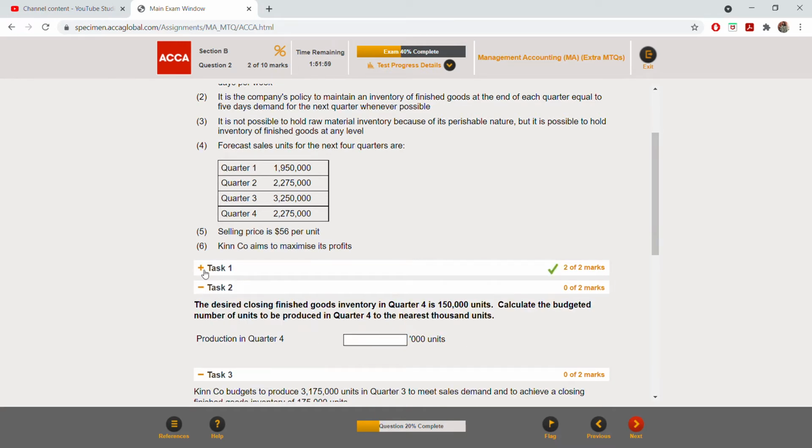I'm going to close under task 1 and task 2. The desired closing finished goods inventory in quarter 4 is 150,000 units. Calculate the budgeted number of units to be produced in quarter 4 to the nearest 1,000 units. Production. Now you have to find production.